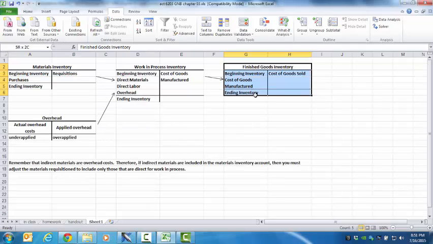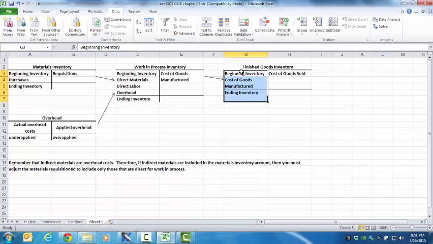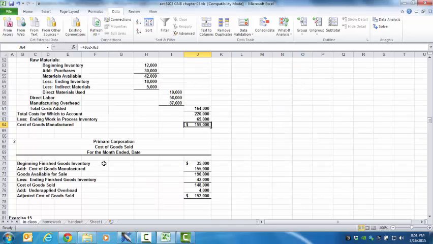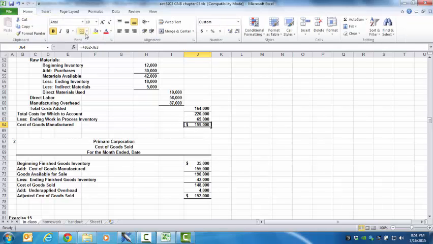Remember, cost of goods sold is found over here from the finished goods inventory. So let's analyze the beginning, adjust it by the cost of goods manufactured, compare it to the ending, and well, that's how much we've sold. So the beginning was 35. The cost of goods manufactured up here of 155, well, that's going to be a direct transfer down.